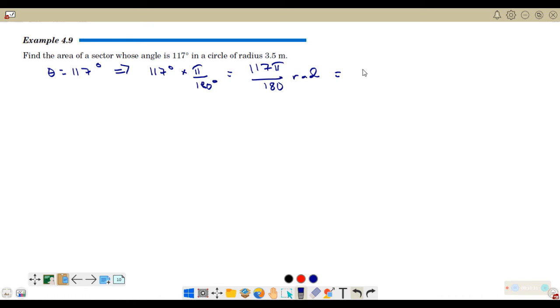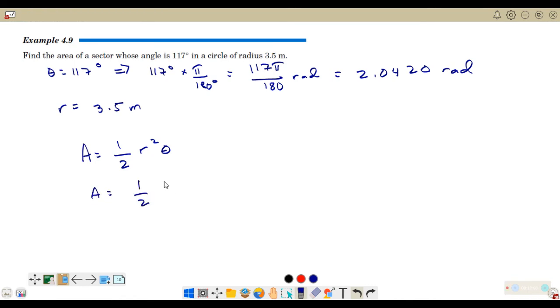117 pi over 180. This is approximately equal to 2.0420 radians. Okay? And our radius is, as before, 3.5 meters. Now, what is the area of this sector? So, the area is equal to 1/2 r squared theta, which is equal to 1/2 times our r squared, which is 3.5.